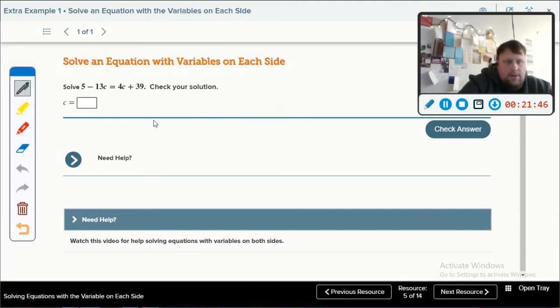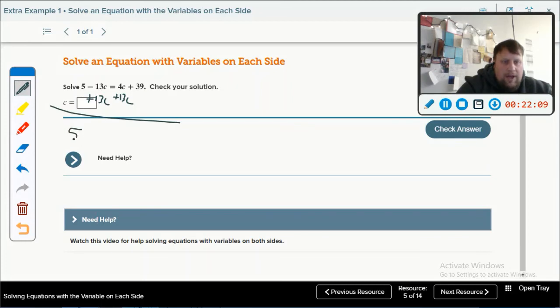So I'm just going to write right over there. I'm going to add my 13c to the right, just so I make my c's positive. I like to keep my variables positive if I can. You don't have to. It'll solve fine. But that's why I'm moving it to the right. Some people get uncomfortable putting variables on the right because we're just used to it on the left, so that's up to you. So I'm going to do that.